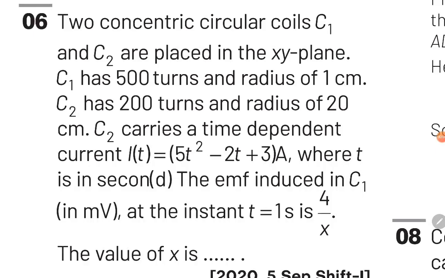Yes, students. The third question of this chapter is: two concentric circular coils C1 and C2 are placed in the xy plane. C1 has 500 turns and radius of 1 centimeter. C2 has 200 turns and radius of 20 centimeter. C2 carries a time dependent current I is equal to 5t square minus 2t plus 3, where t is in seconds. The EMF induced in C1 at time t is equal to 1 second is.